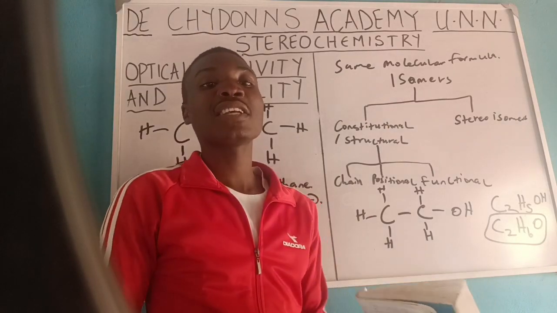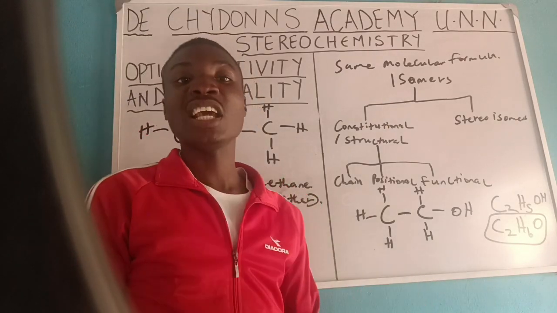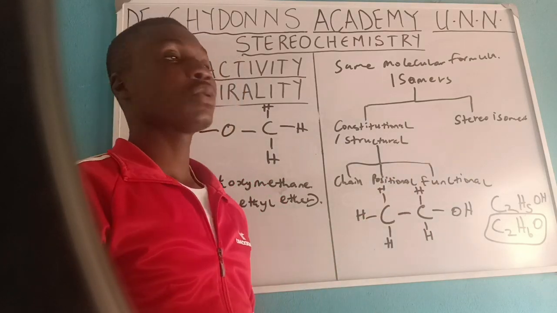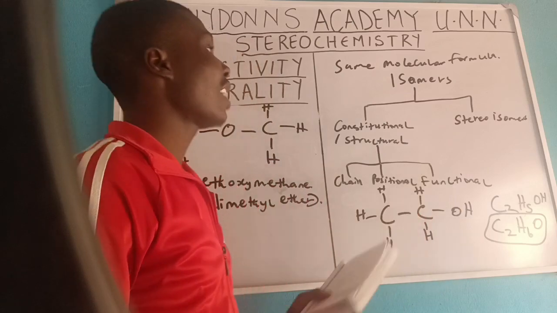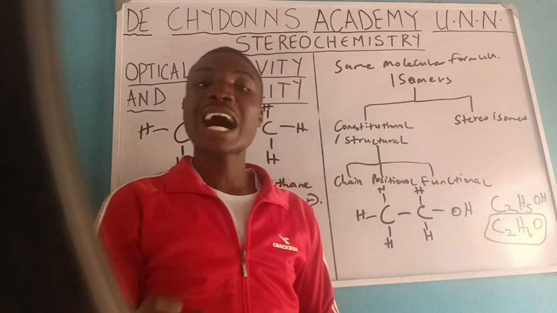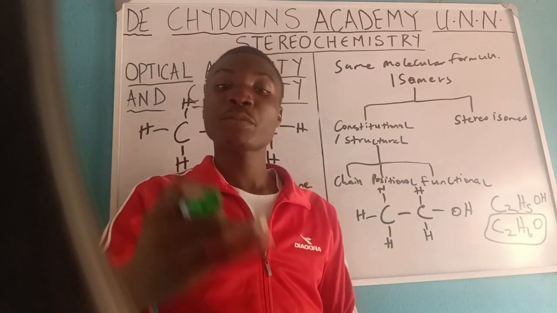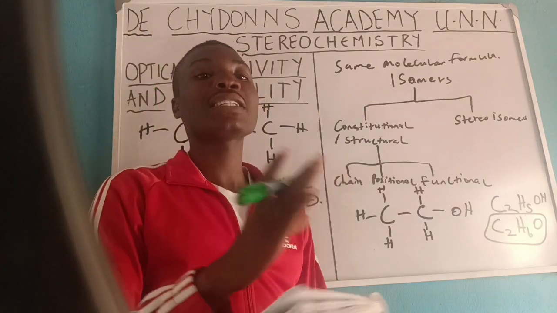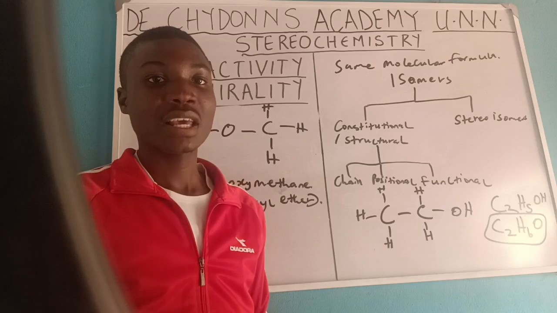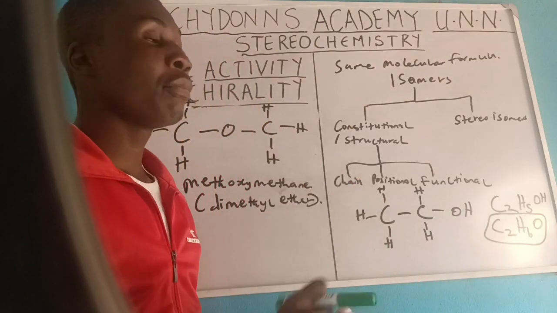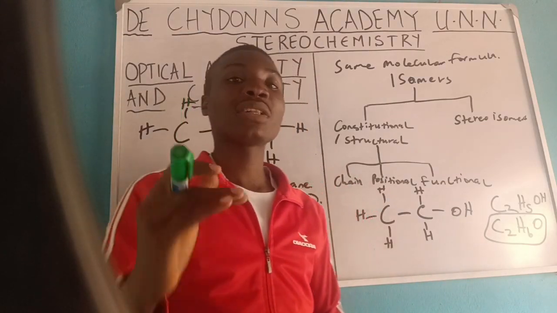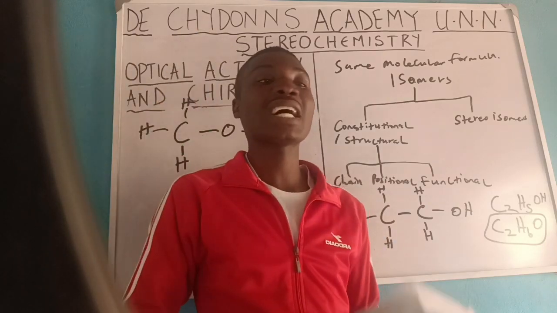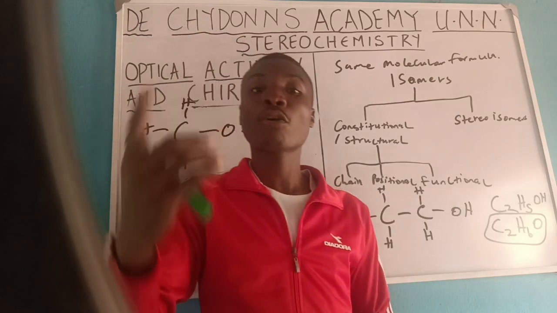So we're going to be progressing to the main deal of the day, which happens to be stereoisomers. So what are stereoisomers? Stereoisomers refers to isomers that have the same molecular formula, the same structural arrangements, but different configurations in space. That's spatial arrangement or spatial configuration.